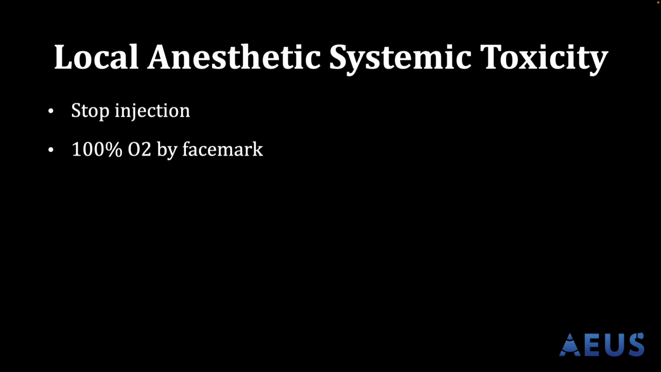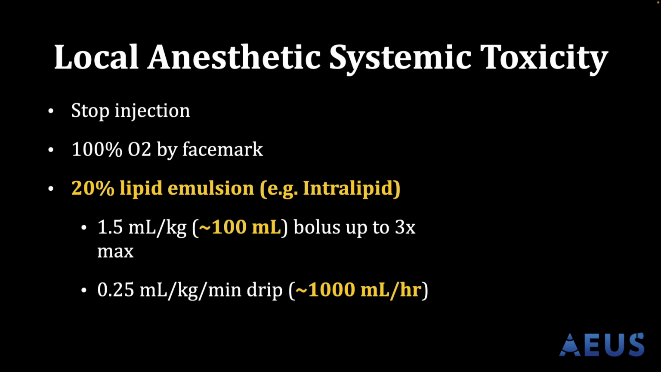Rapid recognition and early treatment of severe LAST is critical. If during or shortly after an injection a patient has signs or symptoms of LAST, develops new tachycardia, altered mental status, or has a seizure, stop the injection immediately and apply 100% oxygen by face mask. With these severe symptoms, start a 20% lipid emulsion or intralipid by giving a bolus of about 100 mL up to 3 times max. An infusion can also be started if the patient fails to respond to the initial boluses. Involve your local poison center or toxicology team early for these cases.